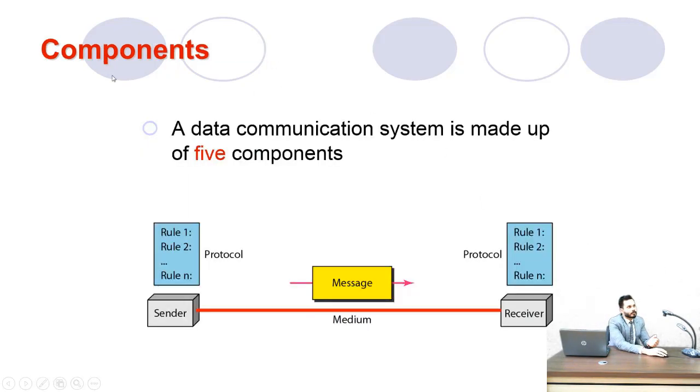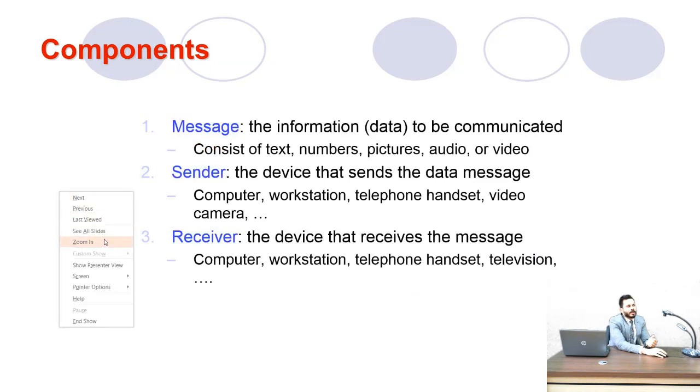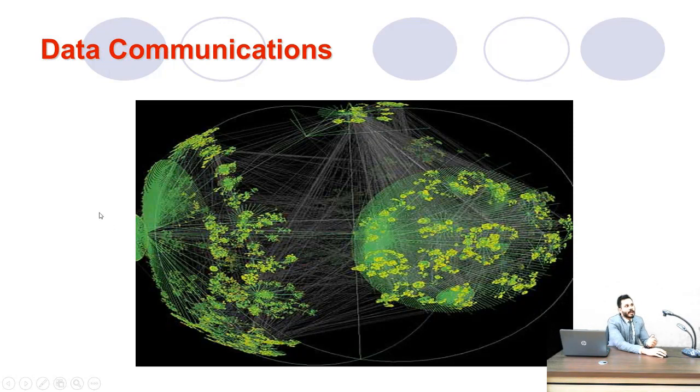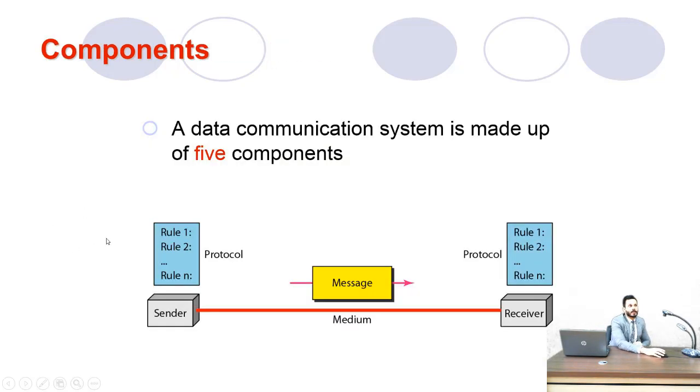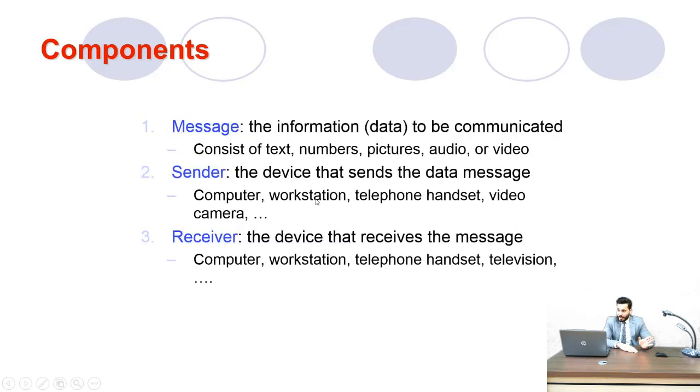So you ask me about the data communication components. What do I need to send information from sender to receiver? Maybe if I say, what are the requirements or components to send the data from sender to receiver? You must know that a communication system is made of 5 components. What are the components? First, sender, second, receiver, third, message, fourth, transmission medium, and fifth, protocol. So I'll explain it.